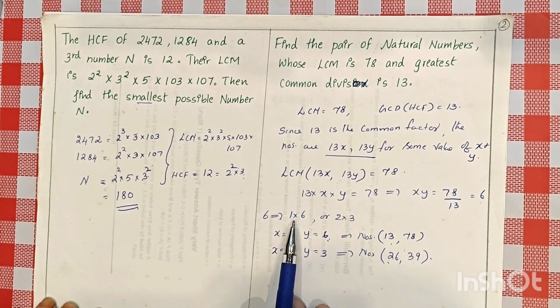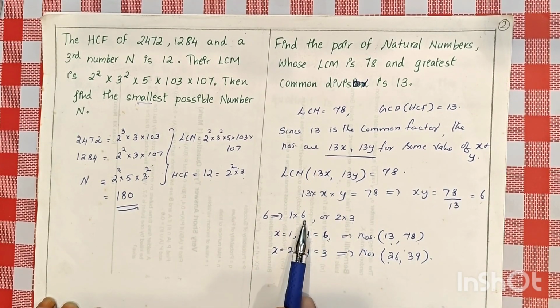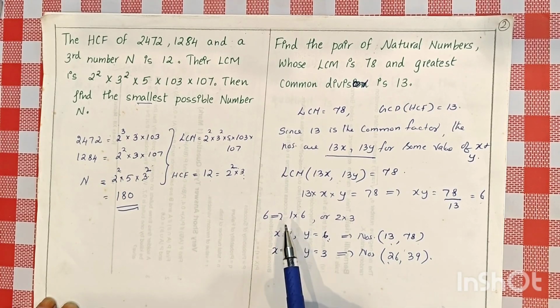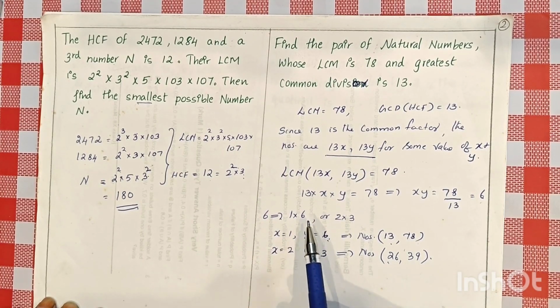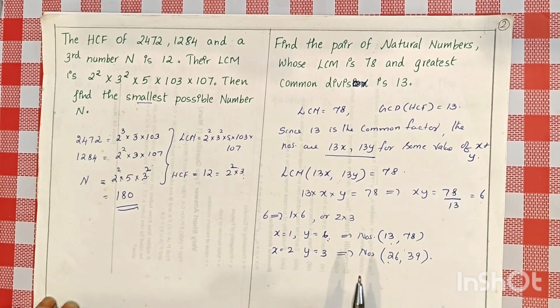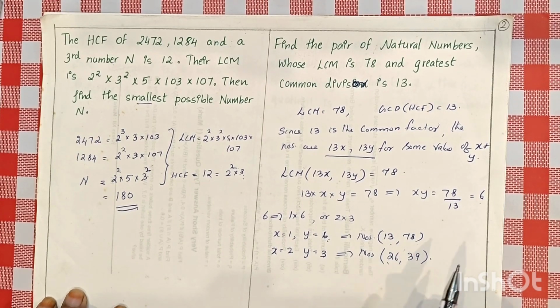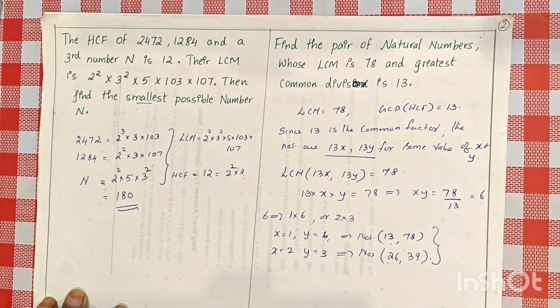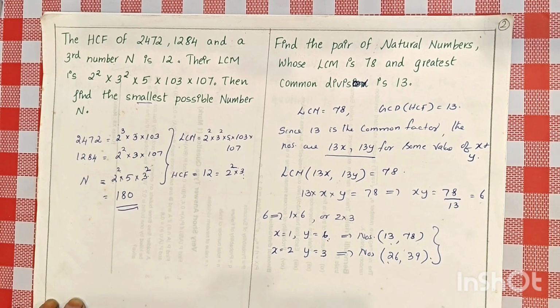So now we have taken x is equal to 1 and y equal to 6. But if you take x is equal to 6 and y equal to 1, and similarly x is equal to 3 and y equal to 2, you will get the same numbers only. So you don't have to do it. So these are the two pairs of numbers that you will get, 13 and 78, and 26 and 39.